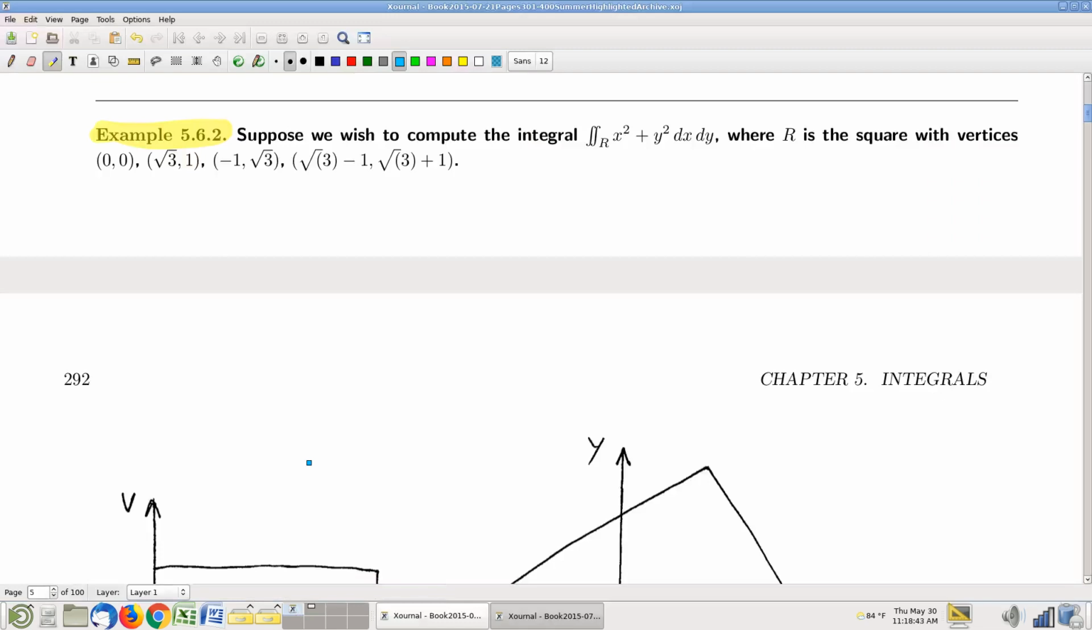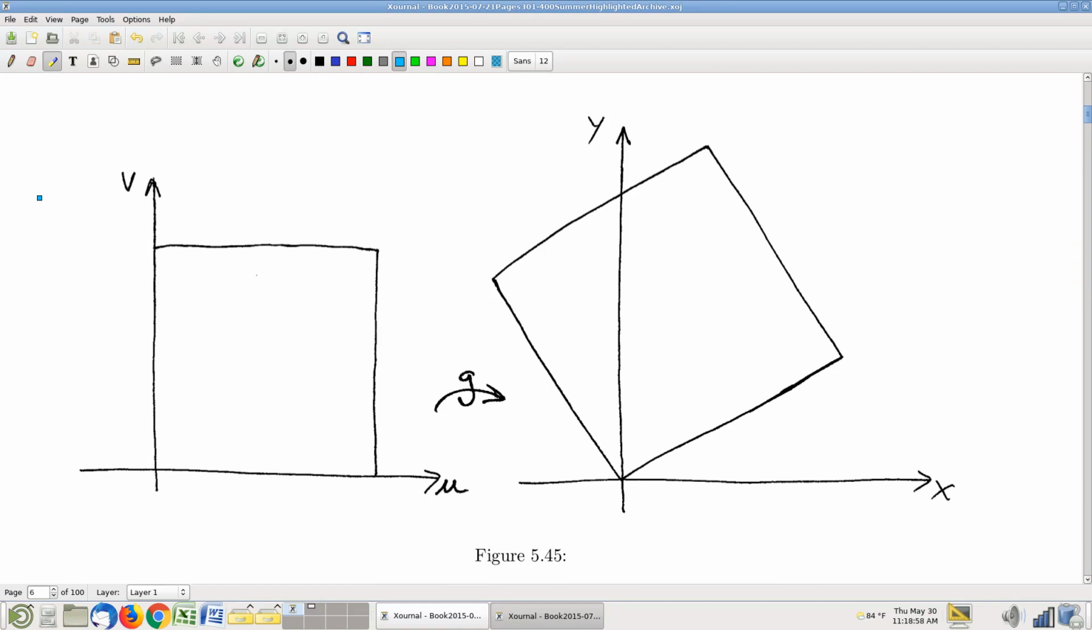So here we want to compute an integral in the xy plane. We've got a domain. It's a square with certain vertices defined. The vertices are given, 1, 2, 3, 4. There's our 4 vertices. And here's what that looks like. Here's that square. And it is not parallel to the axis. It's a tilted square.